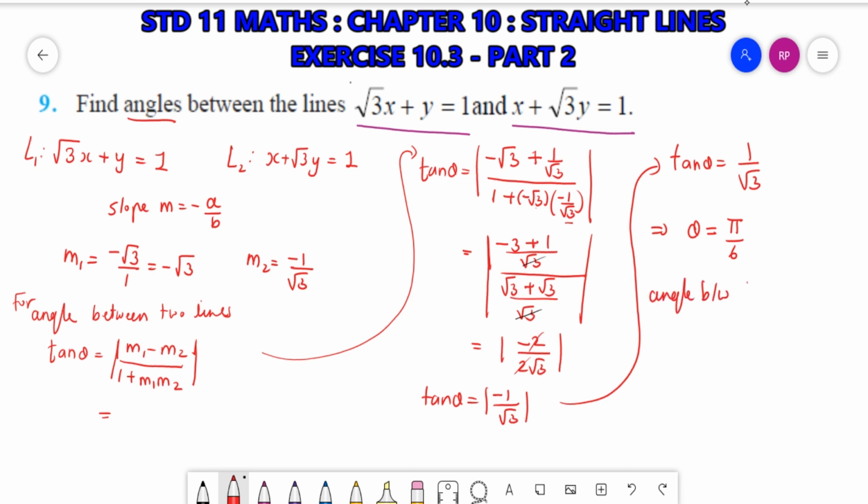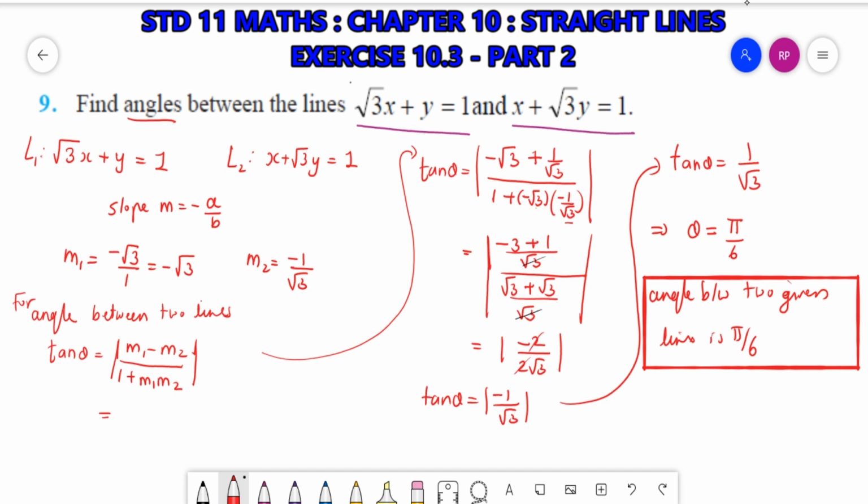The angle between the two given lines is pi by 6. If you need to find the obtuse angle, then you can just take the difference, pi minus pi by 6, that will be equal to 5 pi by 6. So the angles are either pi by 6 or 5 pi by 6. The acute angle we are taking, that is pi by 6. Okay, so this was about question number 9. So just note it down.